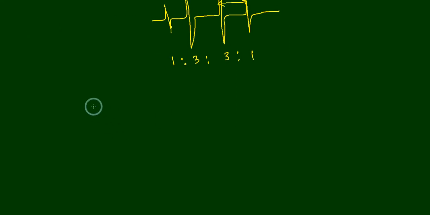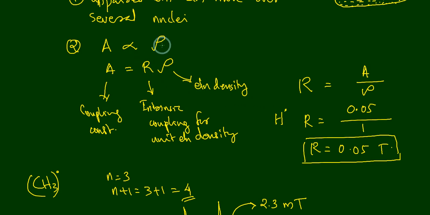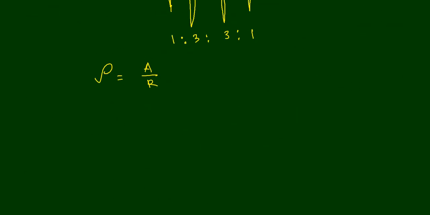The electron density rho is equal to A divided by R, right? We already have this equation here. So let us calculate the rho. In our case, A is the coupling constant, which is 2.3 millitesla, that is 2.3 times 10 raised to minus 3 Tesla, divided by R.